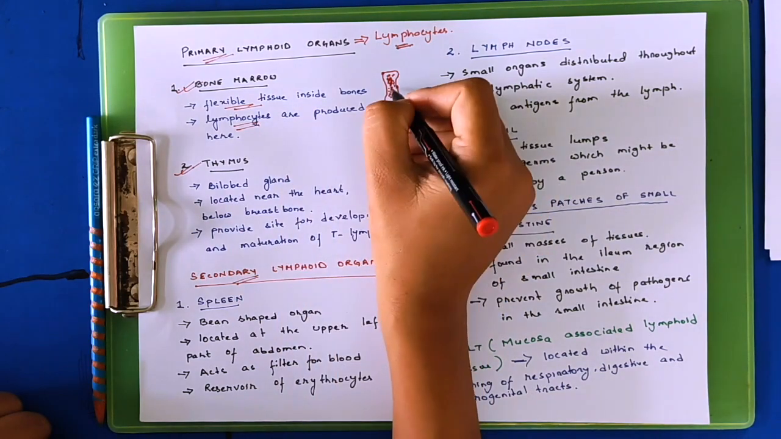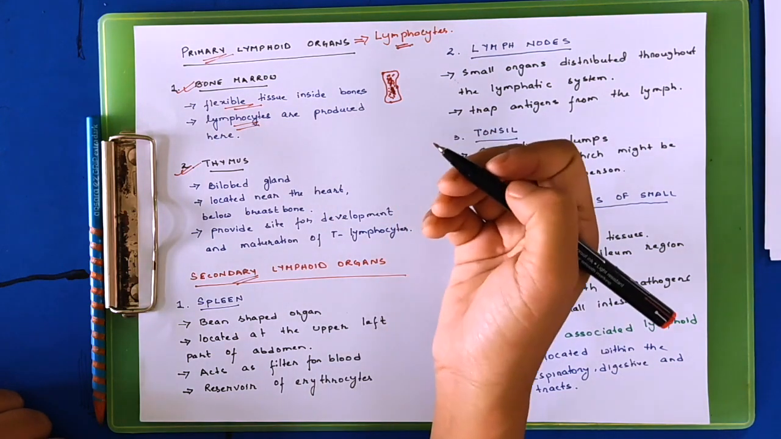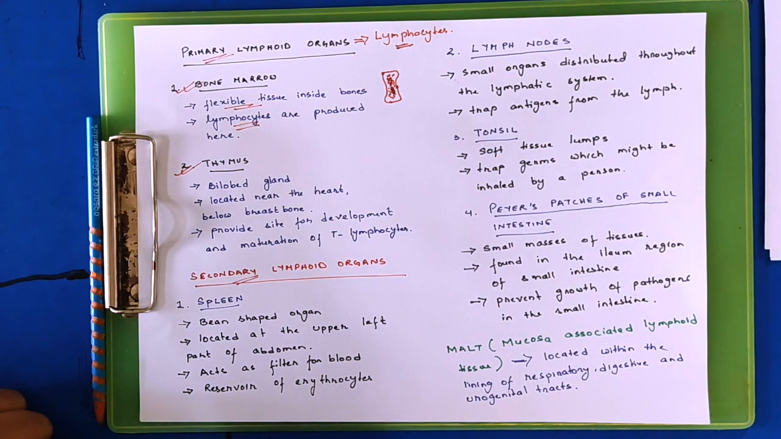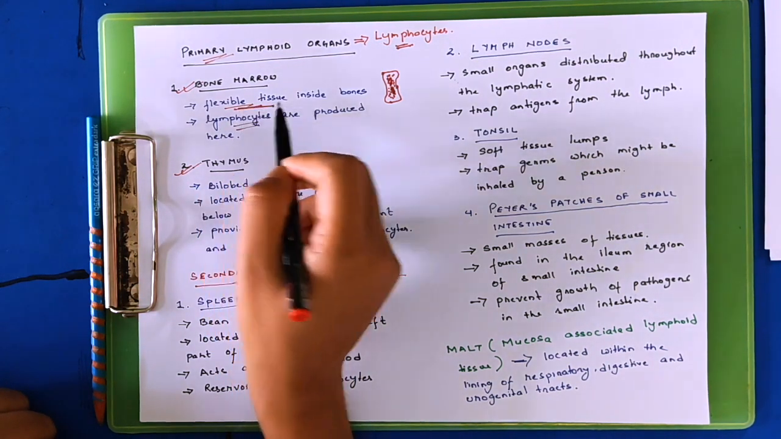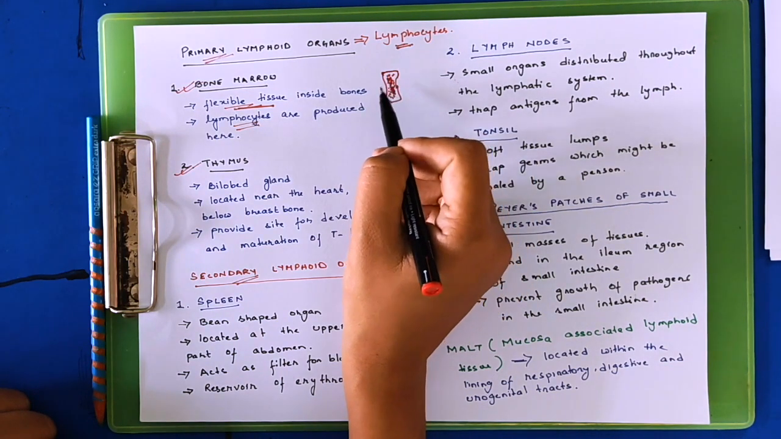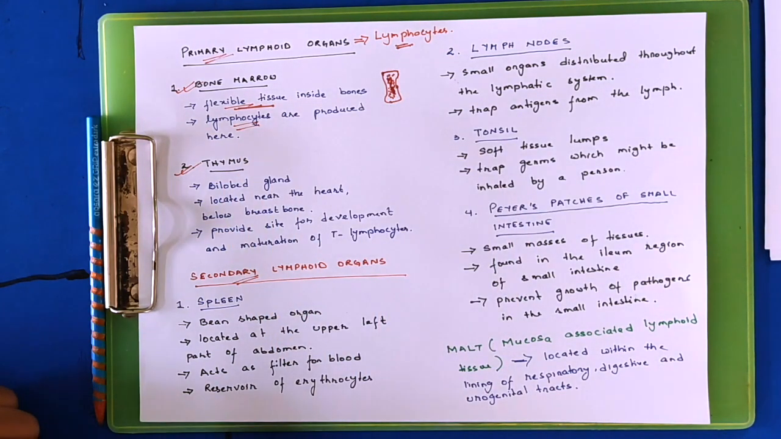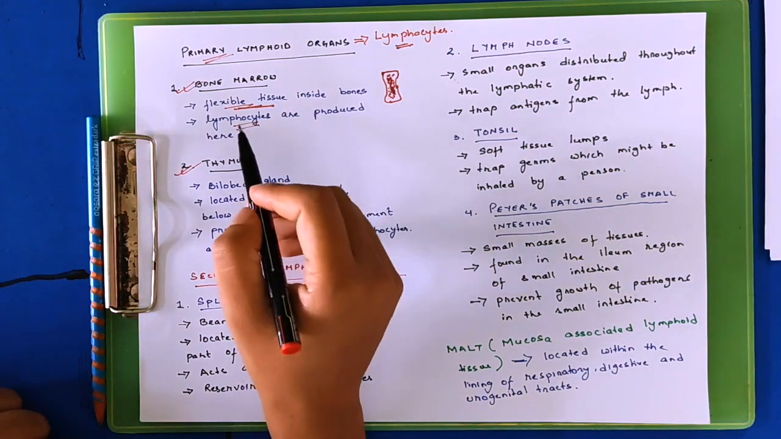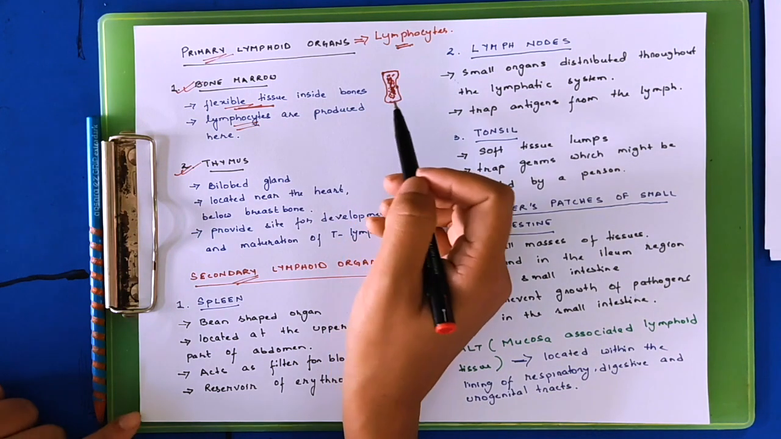The function of bone marrow: lymphocytes are produced and originate in the bone marrow. The bone marrow is a flexible tissue present inside the bones. Bones are very rigid, in contrast, bone marrow is very flexible. So lymphocytes are produced in the bone marrow.